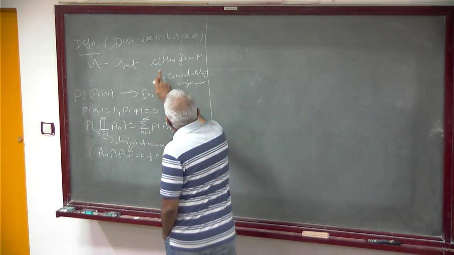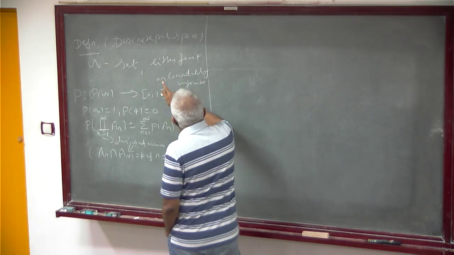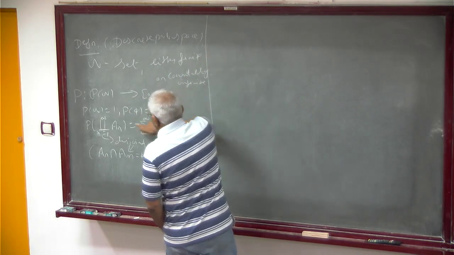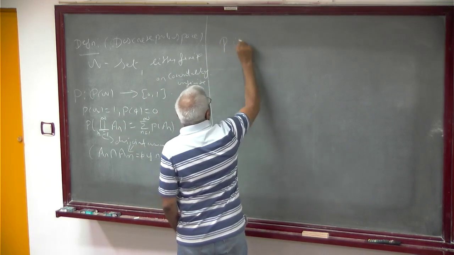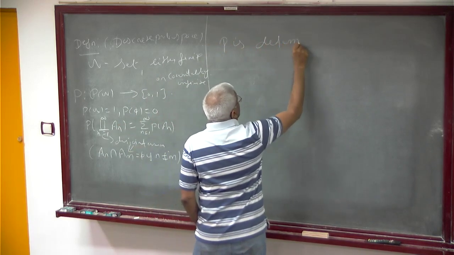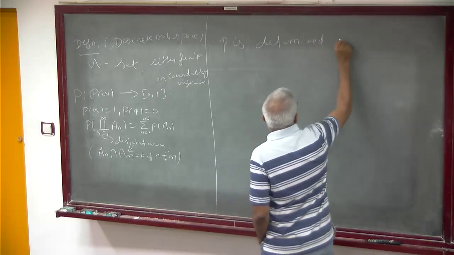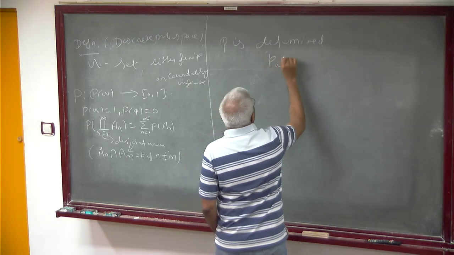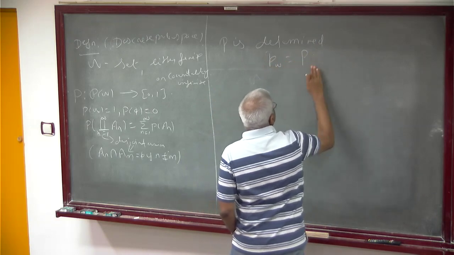Since our probability space is either finite or countably infinite, discrete, this P is determined by point masses, or small p of omega, which is equal to P of the singleton {omega}. This is also a set.